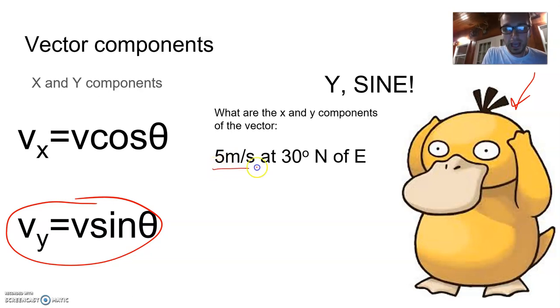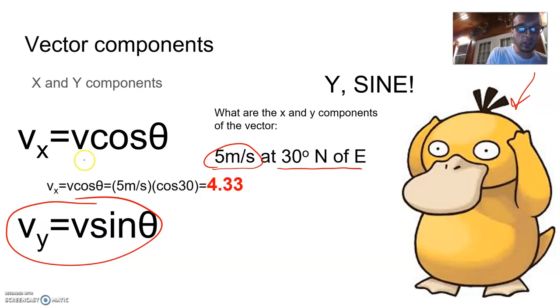What if I shoot something at 5 meters per second in a direction 30 degrees north of east? We'll get into what that means here in a second. Well, to find the x component, I would do V cosine. I would do the vector, the overall speed, 5 times cosine of 30. And I would get 4.33. And here it looks like it would be meters per second.